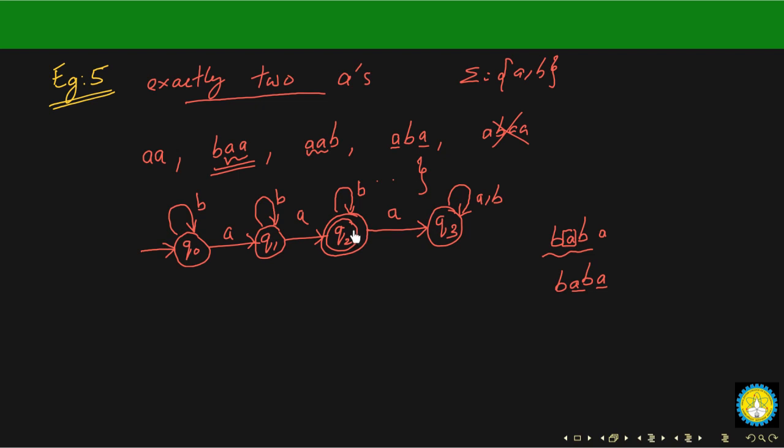Okay, so let's check whether all transitions are defined here. From Q0, you have A and B transitions. From Q1, you have A transition and B transition. From Q2, also you have A transition and B transition. From Q3, also you have A and B transitions. So our DFA is complete. You can actually verify this by putting different strings and verifying this.